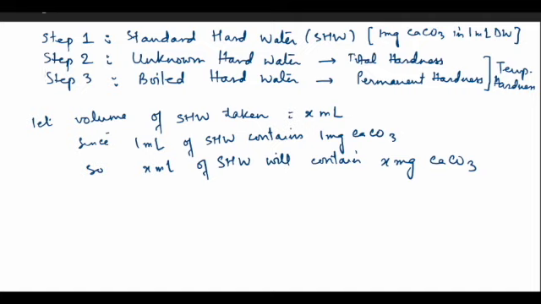The second step consists of the unknown hard water. There is a hard water sample whose concentration I do not know. Definitely it contains calcium and magnesium ions. So whenever I use this unknown hard water, I am going to get the total hardness value from it.